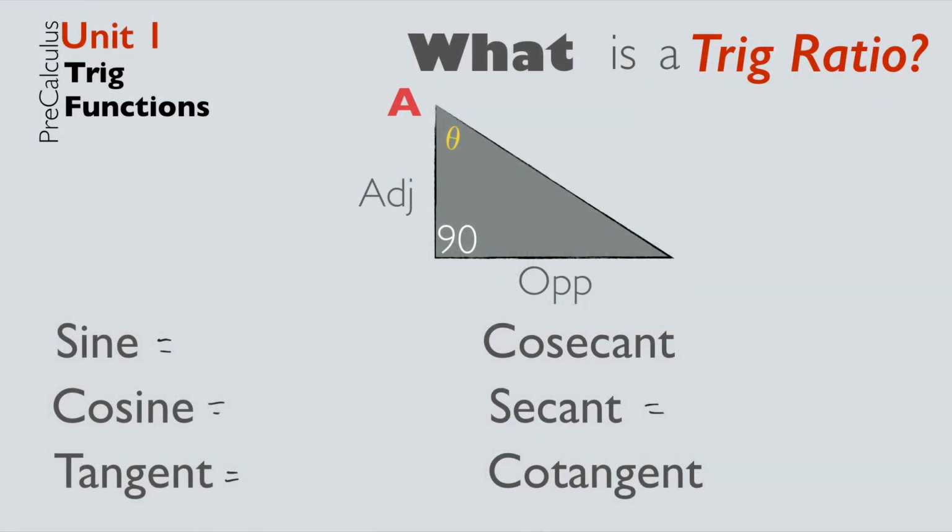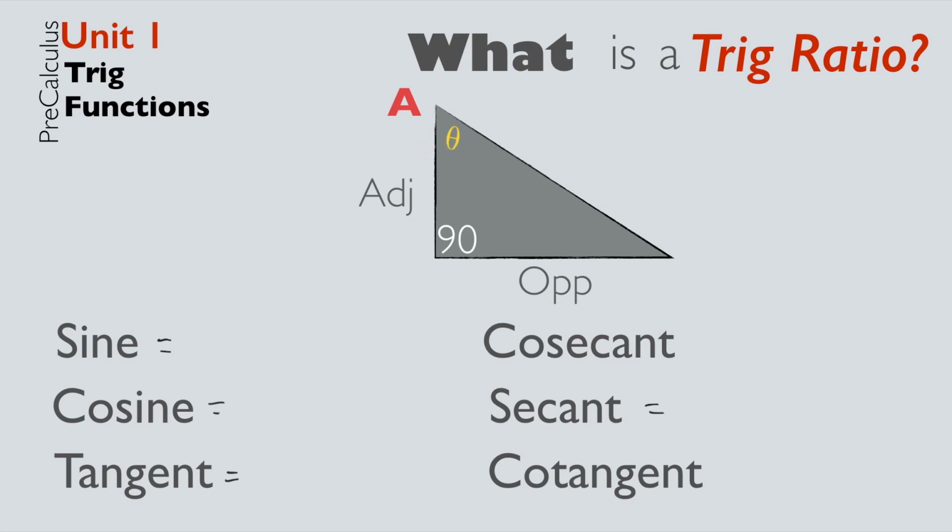We want to look at the trig ratios. Basically, sine, cosine, and tangent are the ones that you are used to. We're going to introduce the other trig functions: cosecant, secant, and cotangent. One thing we need to make sure is that we recognize exactly how we're going to be looking at this particular triangle. We are focused on the angle A, right?